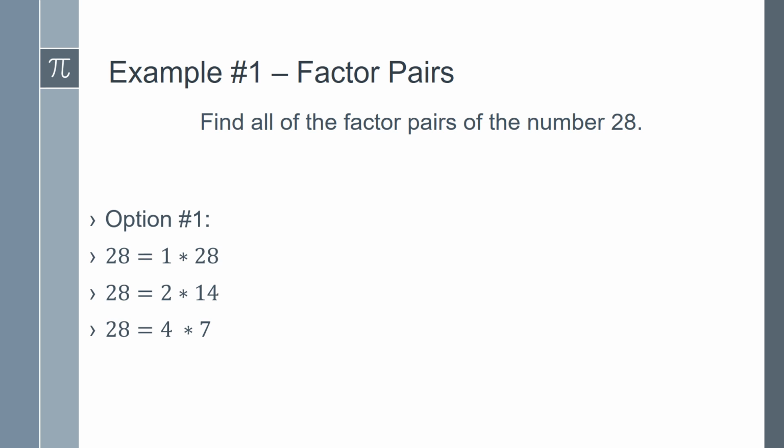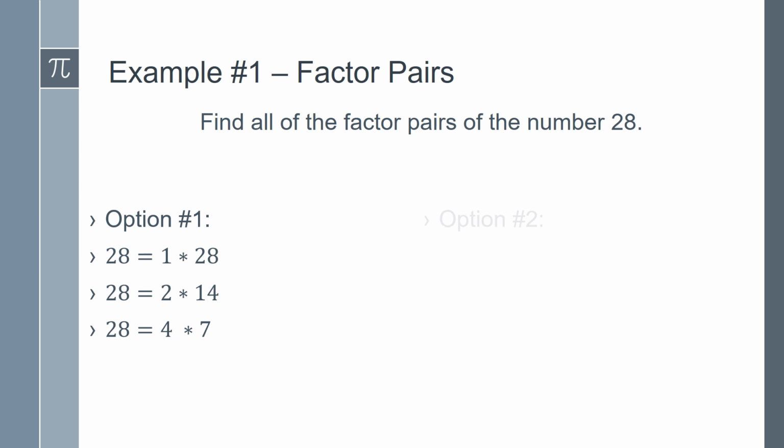Now we try the number 5. 5 is not a factor of 28, so we don't write it down. Then 6, which is also not a factor, and then 7. 7 is a factor of 28, but it's already written down, so we know that we're done.